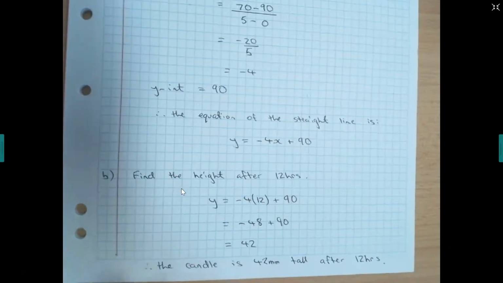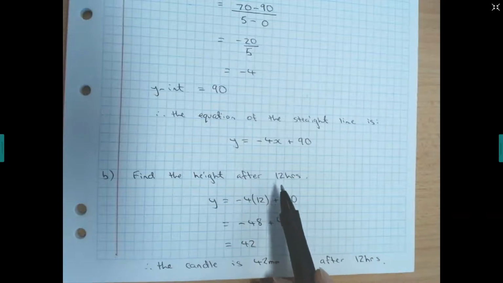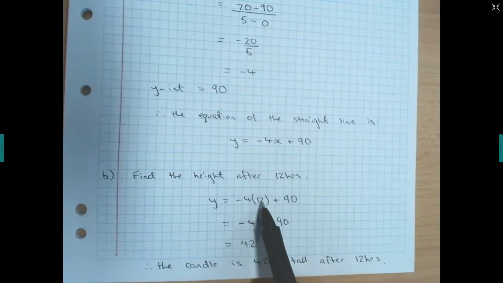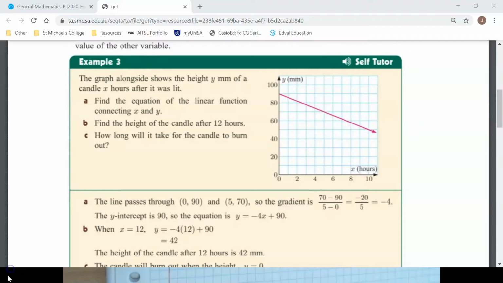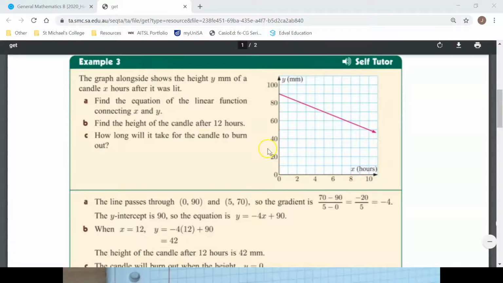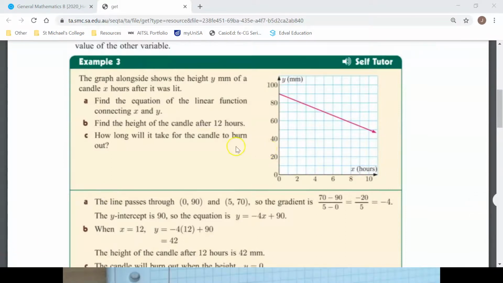So if I wanted to know the height of that candle at any time, if I wanted to know how tall it was after 8 hours, I could substitute 8 in for x. Or if I wanted to know how tall it was after 7.66 hours, I would just substitute that value in for x. So part C, the last part of the question, asks us to find out how long it will take for the candle to completely burn out. So what they're assuming is for there to be no wax left. So that means that the height of the candle will be 0.